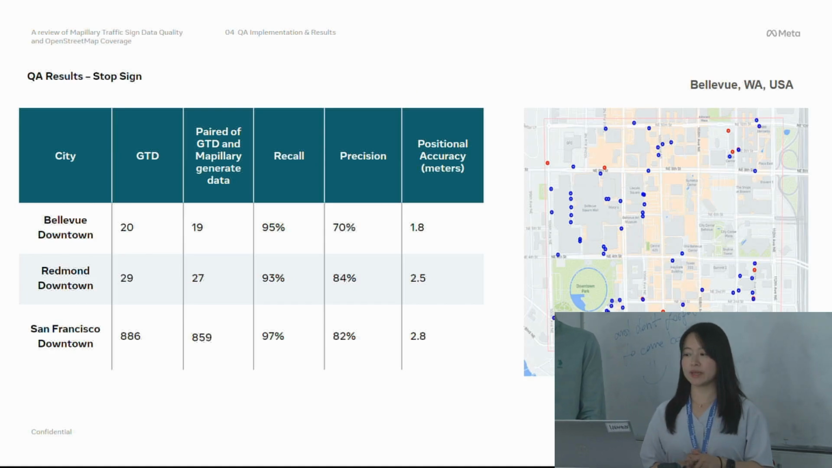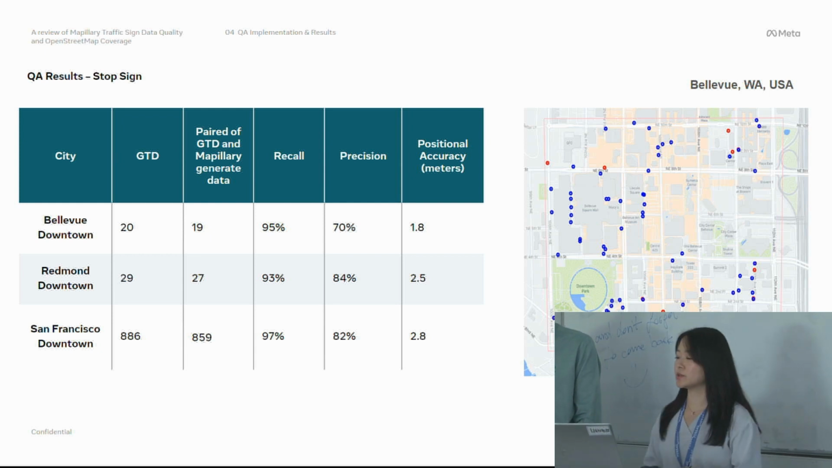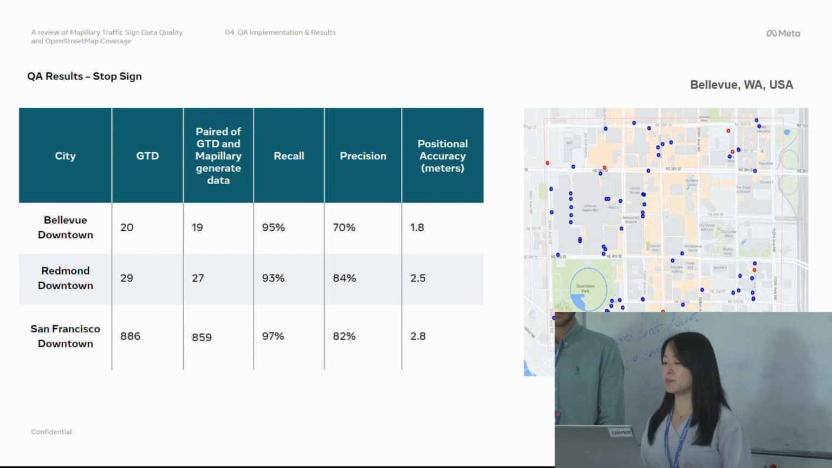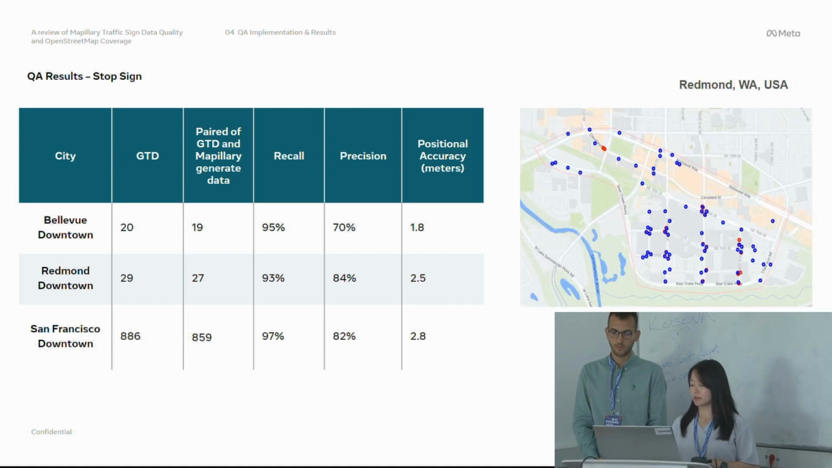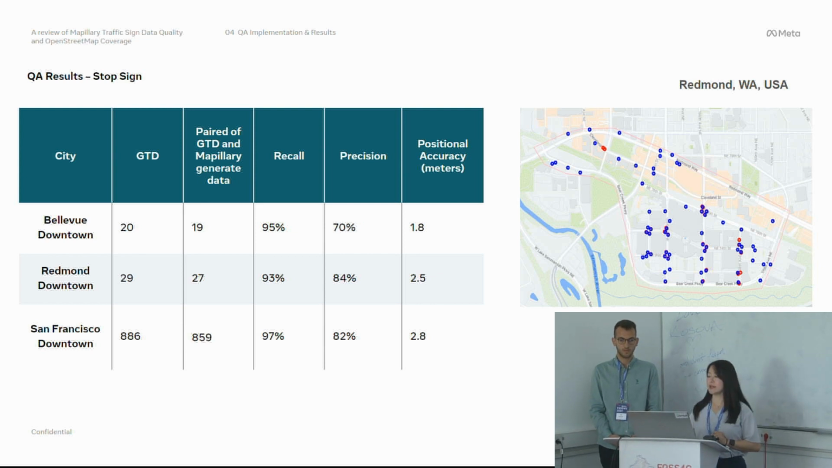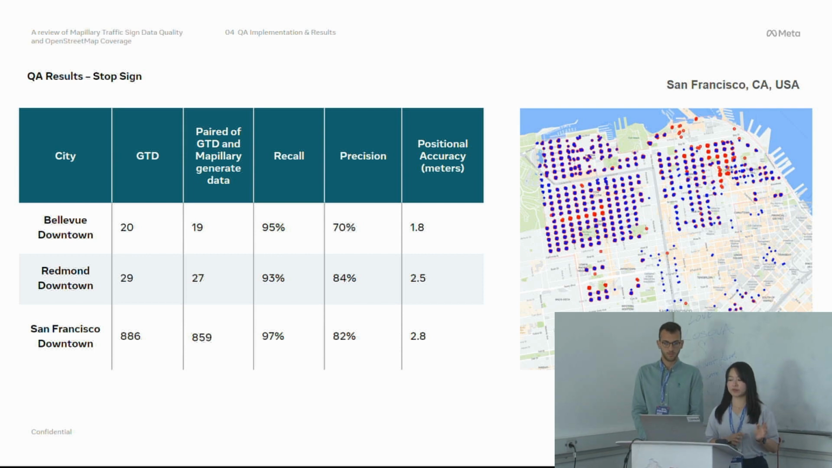We chose 3 areas of interest located in the US for this experiment: Bellevue in Washington State, Redmond also in Washington State, and San Francisco in California. The image on the right side shows, in red, how the Mapillary generated data look, and the blue shows where we collected the ground truth data. This shows Bellevue, here's the Redmond area of interest, and this is the San Francisco area of interest. So we have done a lot of work for the data collection.